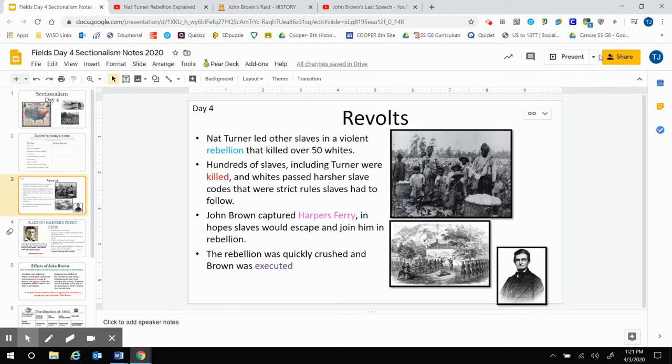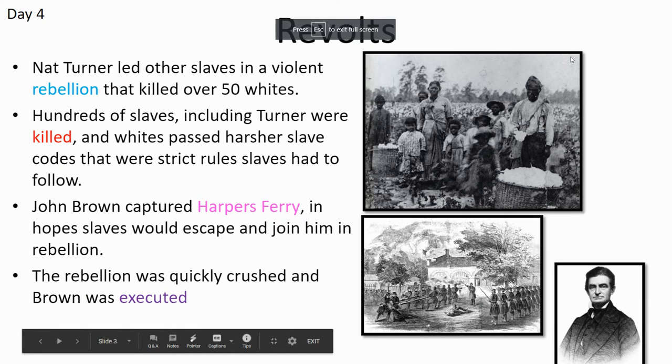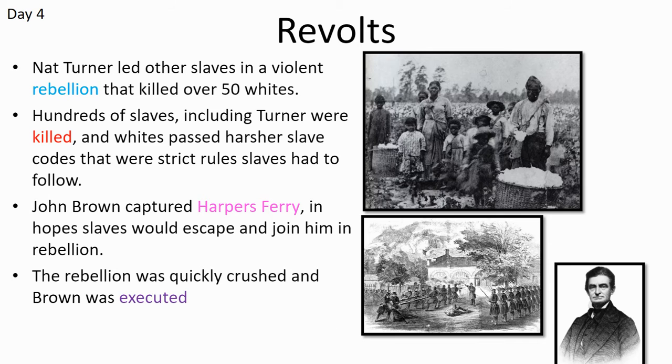So you can tell that these revolts at times were very violent. It was said that he killed anywhere between 50 and 60 white people, not just him, but all the slaves that rose up with him. And in return for that, hundreds of those slaves were killed as a result of the backlash caused by the white forces coming in to stop their rebellion.